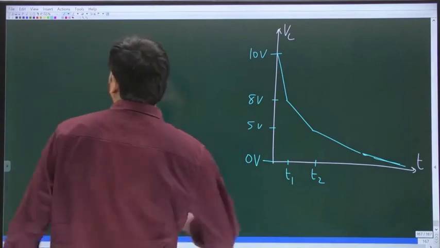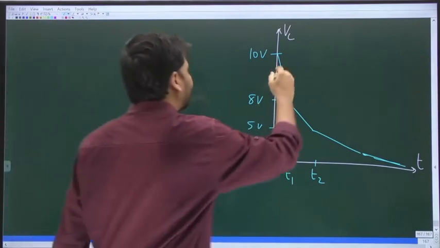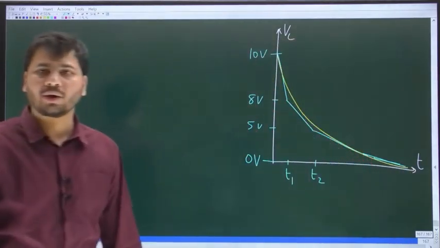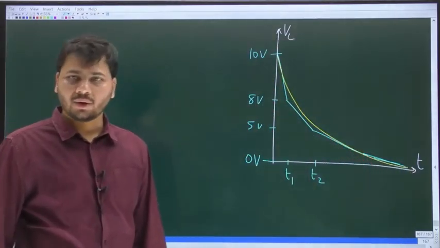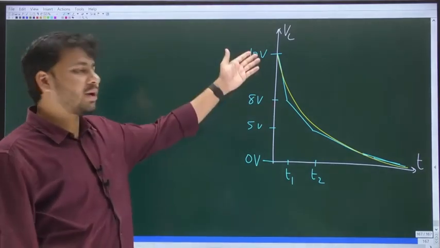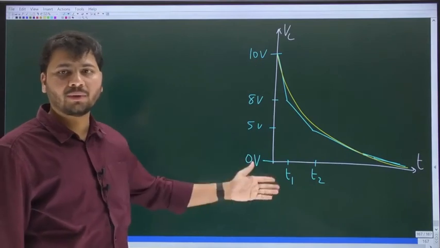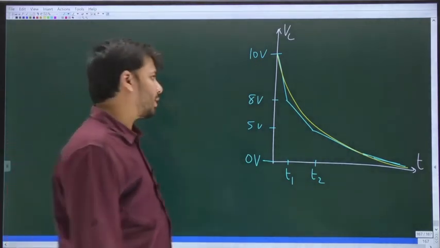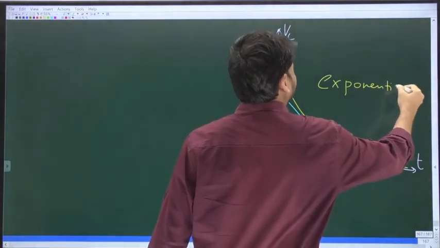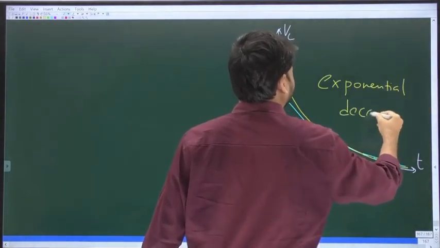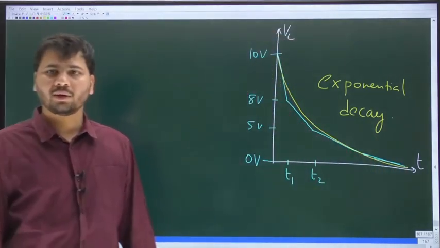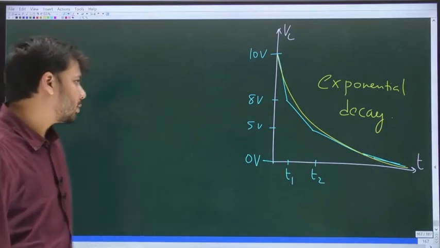So in reality you will get something like this. Look at the yellow color thing. Is it not some type of exponential decay from its initial value of 10 volts to its final value of 0? Yes. So here there is exponential decay. Understood?